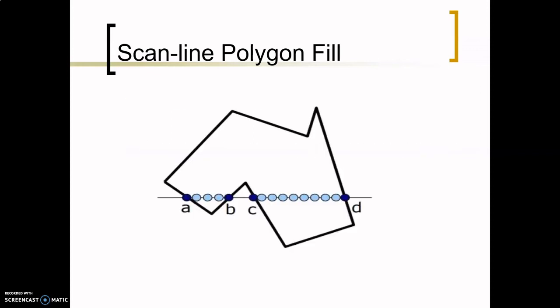So this is the figure. I have taken the interior intersection points from left to right. On the left I have A and B as the first pair and C, D as the second pair. Now this is a polygon and there is a horizontal scan line. The blue intensified pixels show the intersection points A, B, C, D. So these are the interior intersection pair points.